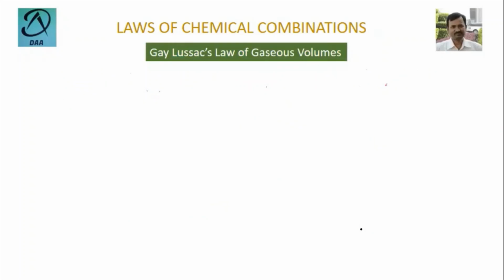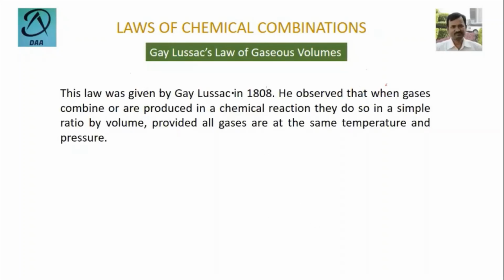Now, Gay-Lussac's law of gaseous volumes. This law was given by Gay-Lussac in the year 1808. He observed that when gases combine or are produced in a chemical reaction, they do so in a simple ratio by volume, provided all gases are at the same temperature and pressure. When we consider volume, we always keep the temperature and pressure the same for all gases.